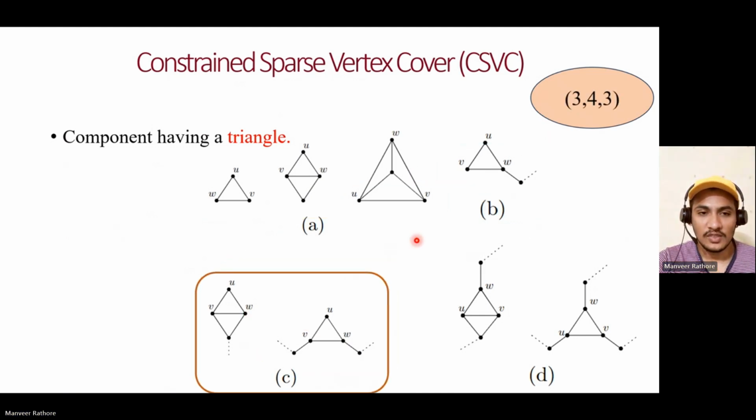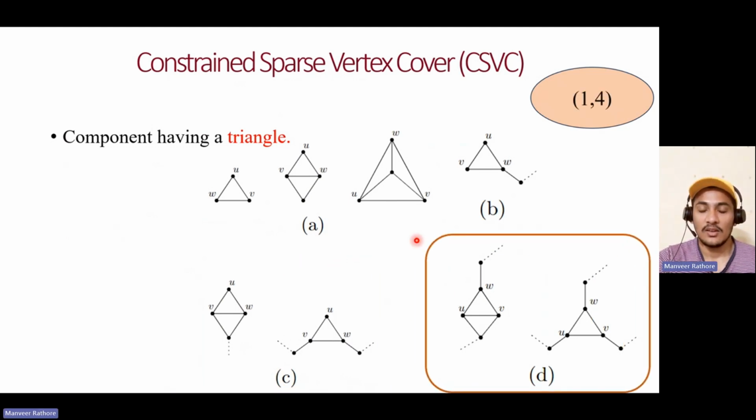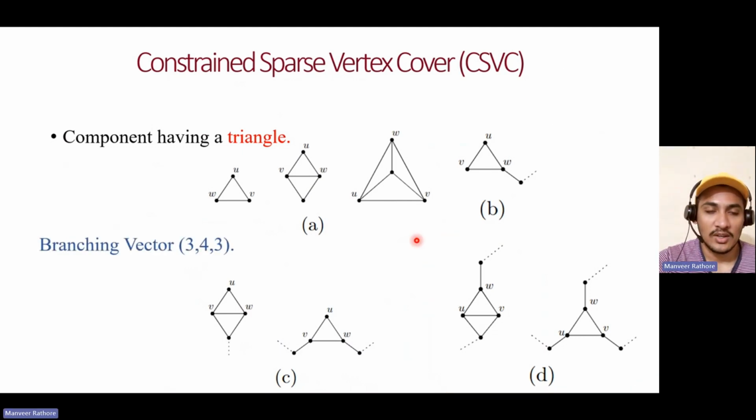In the C case, similarly we'll branch on W, and when W is picked, the remaining graph will give us a branching vector of 2 comma 3. So overall our branching vector will become 3 comma 4 comma 3. And similarly in D case, when we branch on W, where W has the least neighbors in X, when the neighborhood of W is in the solution, then we know that the neighborhood of U and neighborhood of V will also be in the solution. So even its branching vector will become 1 comma 4. So overall the branching vector for components having a triangle will be equal to 3 comma 4 comma 3, because it is the first branching on all these four cases.